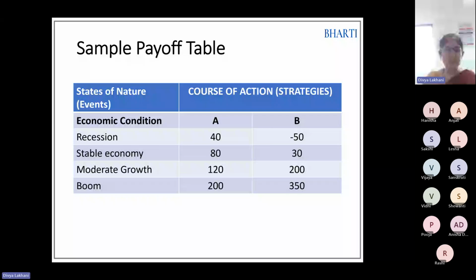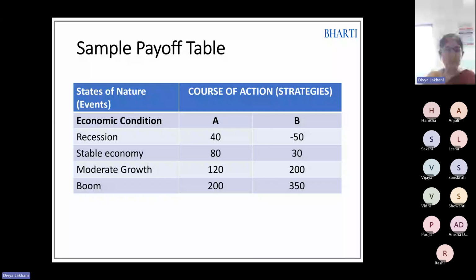Strategy. You have 2 different strategies. I want to do strategy A or strategy B. Is adoption of a particular strategy in your hands? Should I make tea or coffee? Is it in your hand? Yes, because it is my choice. I want to decide whether I want to have a cup of tea or a cup of coffee. So when you talk about course of action, these are controllable factors. Okay. It is in your hands.